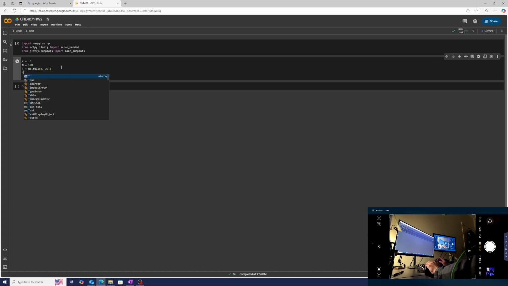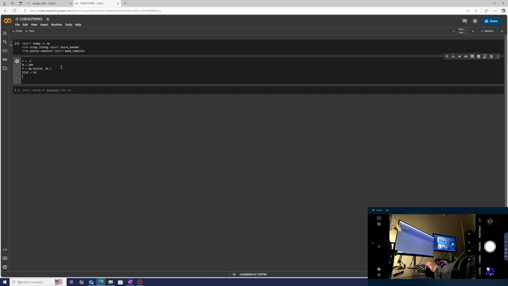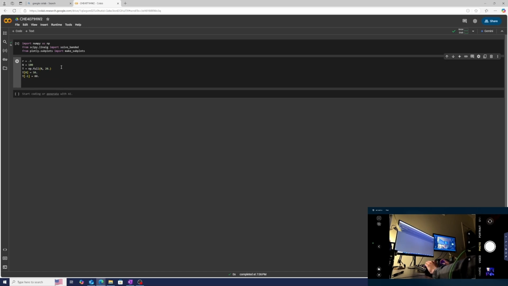We then need to change our first and last values of our array of temperatures in order to be 50 and 80, because we're going to have constant temperatures at each end of our bar in order to have any thermal diffusion happen. So our first temperature will be 50 degrees Celsius, and then our last temperature in our list is going to be equal to 80 degrees Celsius.